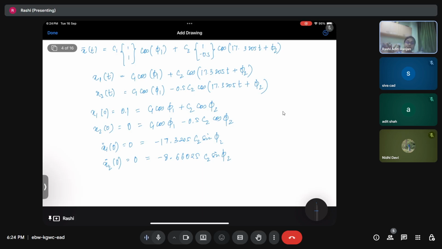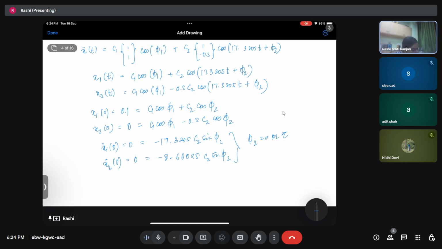Only the first mode is having the solution, which is when the system behaves like a rigid body, which is not possible. I already told you, only if the displacement and direction of x1 and m1 and m2 are the same, then the system is going to behave like a rigid body. Other than that, it is definitely going to have vibration. So C2 cannot be equal to 0, which means either phi 2 equals 0 or pi. Okay.